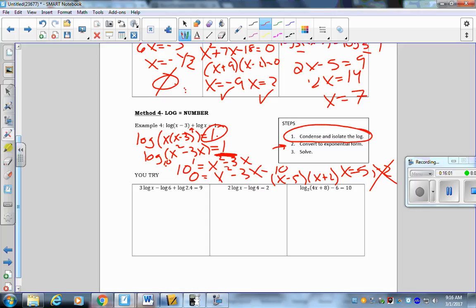All right, we're going to skip this first one for now. It's great. You can try it on your own. You're more than welcome to. All right, let's take a look down here. Condense and isolate one log. So it should be a log equals a number. So first things first, our power property, make that an exponent.